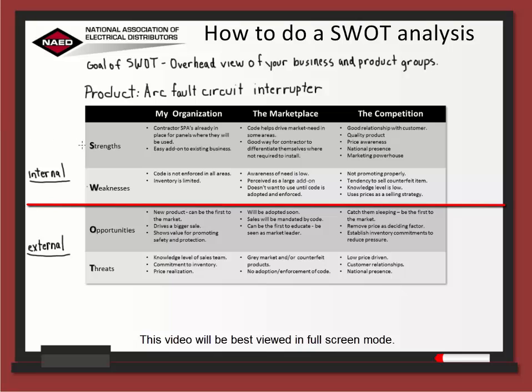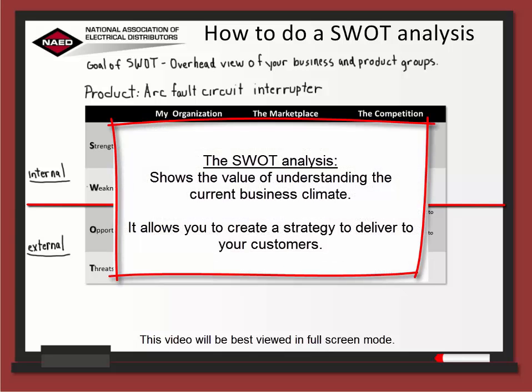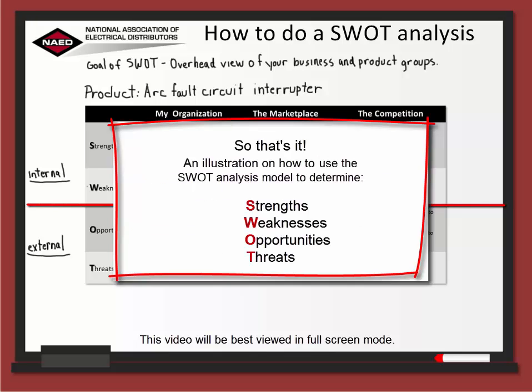So by studying the strengths, weaknesses, opportunities, and threats for each of the 3 areas, you may have some additional answers based upon your business and geographical location. While this is only an example, it shows the value of understanding the current business climate, and it allows you to create a strategy to deliver to your customers. So that's it. This was an illustration on how to use the SWOT analysis model to determine the strengths, weaknesses, opportunities, and threats on a product that you usually sell in your business.